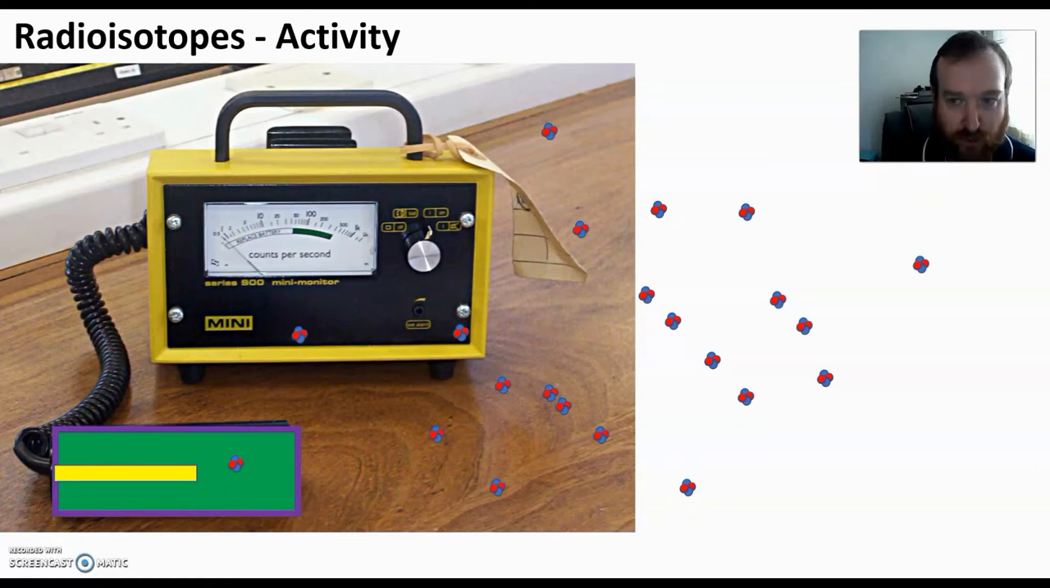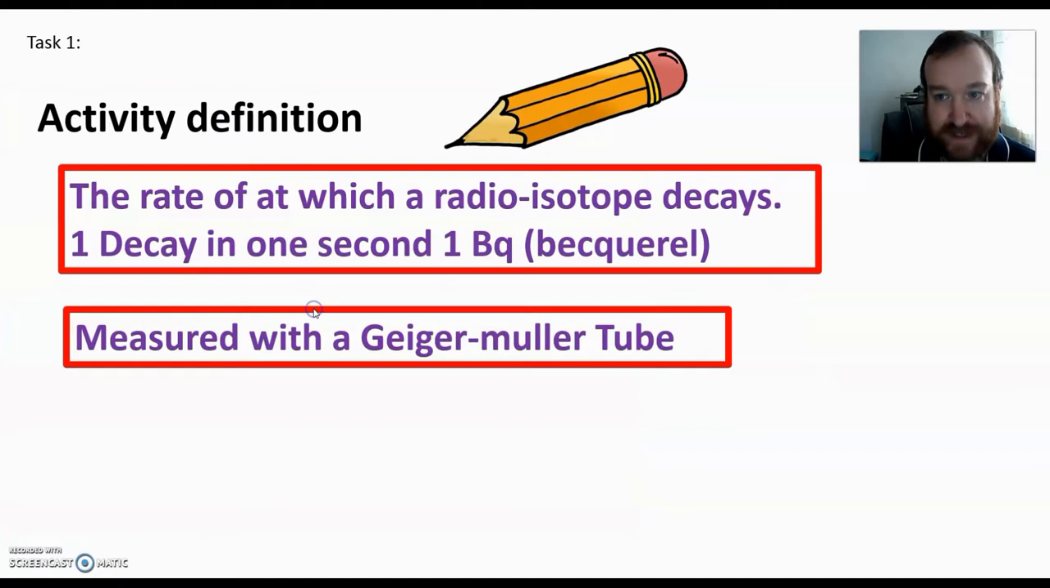Now, you need to know what this counts per second is, what this word activity is. You need to know this definition. The rate at which a radioisotope decays is the activity. And one decay in 1 second is 1 Bq, becquerel. And it's measured with a Geiger-Müller tube. You need to know these 2 things.